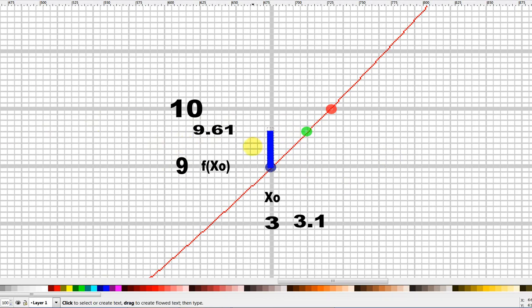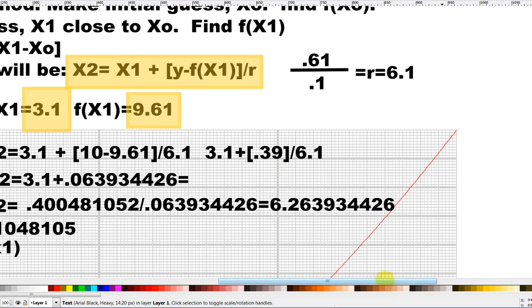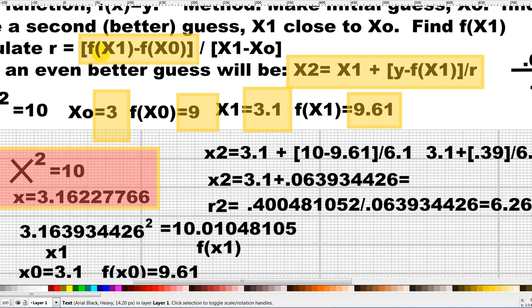Let me type that here and resize it so that we can see where it goes. What's that distance right there is 0.61. I'll make it skinny. And to calculate this number r, let's go back up to the formula here. R is equal to the distance between f of x1 and f of x0, which is 10 minus 9.61.